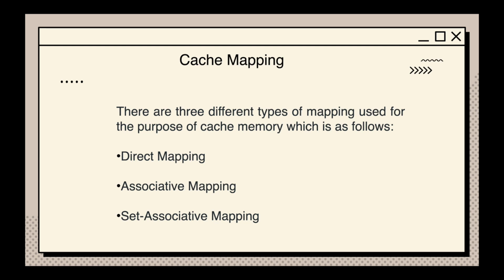Set associative mapping allows each word that is present in the cache to have two or more words in the main memory for the same index. Set associative cache mapping combines the best of direct and associative cache mapping techniques. In set associative mapping, the index bits are given by the set of bits. In this case, the cache consists of a number of sets, each of which consists of a number of lines. So this was all about cache mapping.